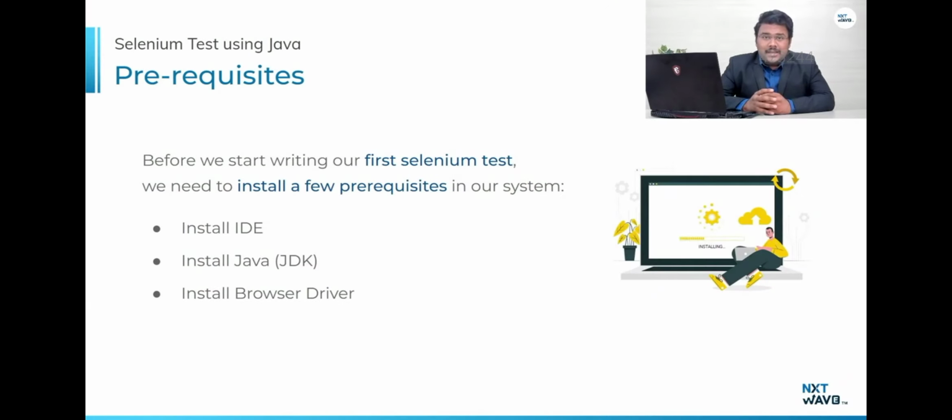We'll focus on first installing the IDE, or the integrated development environment, and then we'll also install the Java JDK, or the Java Development Kit, and a browser driver. The corresponding setup instructions for Ubuntu and macOS operating systems will be provided to you in the cheat sheets that you have. So we'll first start off with installing the required IDE.